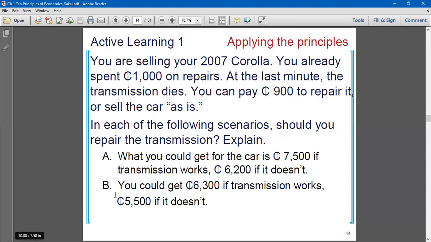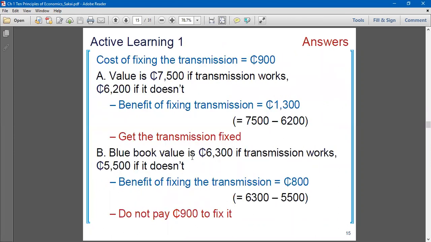In the second one, you can get 6,300 Ghana cedis if the transmission works, but if it doesn't work, you get 5,500. Should you go and repair the transmission? So let's look at how we answer that. The cost of fixing the transmission is 900 cedis. In scenario A, if the transmission works, you get 7,500. If it doesn't work, you get 6,200.